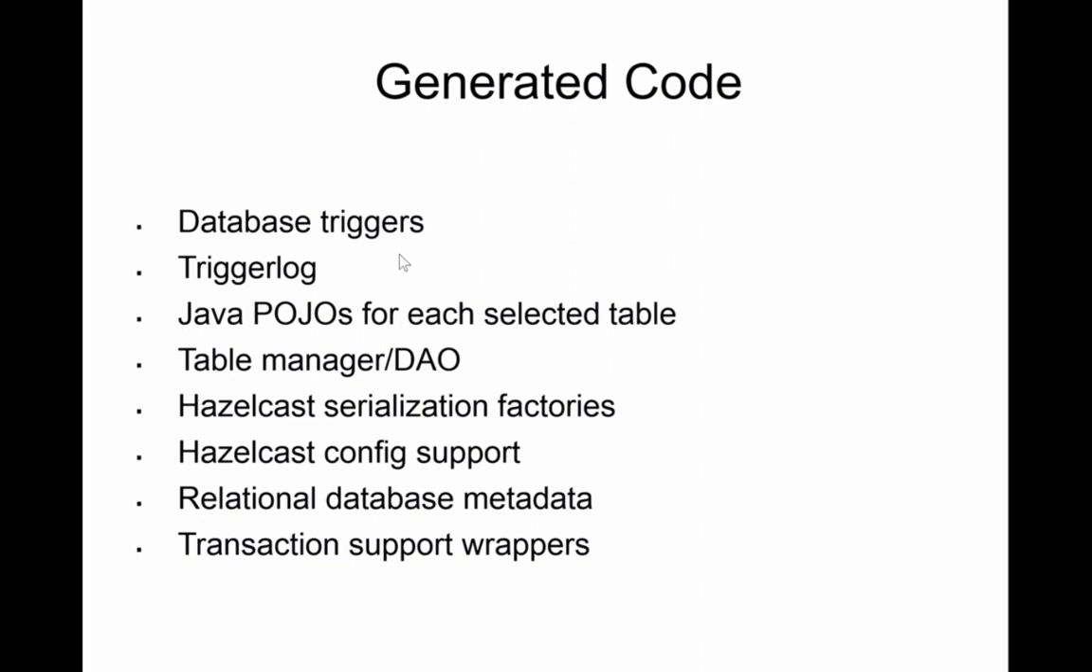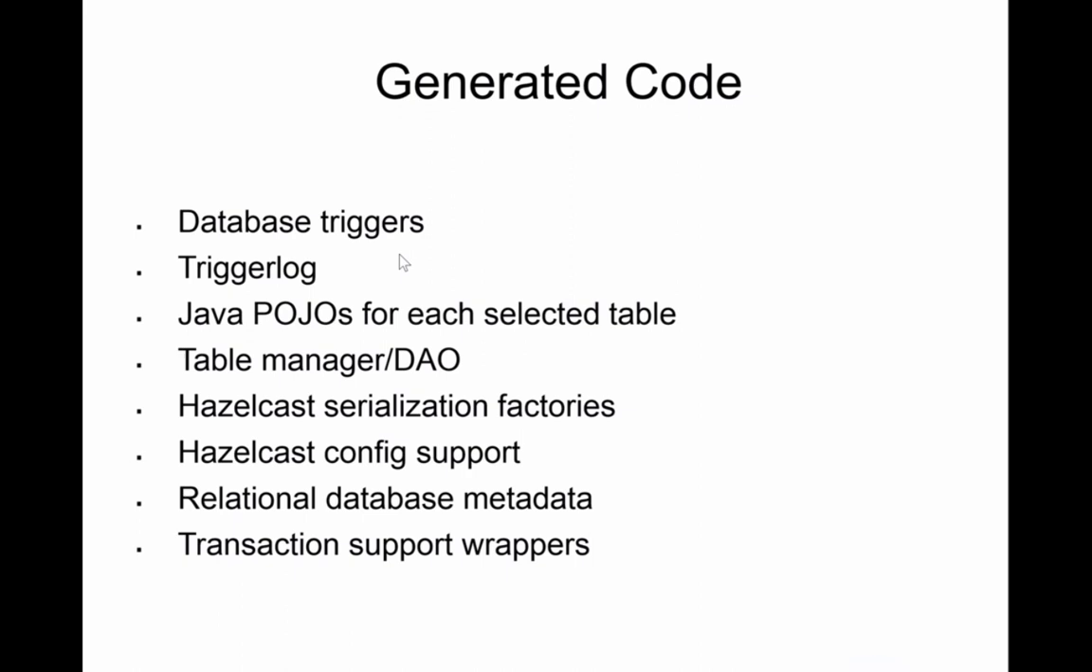Once the GUI is started, it connects to the underlying database and analyzes its structures, like schemas, tables, columns, indices, primary keys, foreign keys, and other stuff. Using that structure, it generates a number of scripts and Java classes. First are database triggers. Speedment generates three database triggers for each selected table: one for insert, one for update, and one for delete.